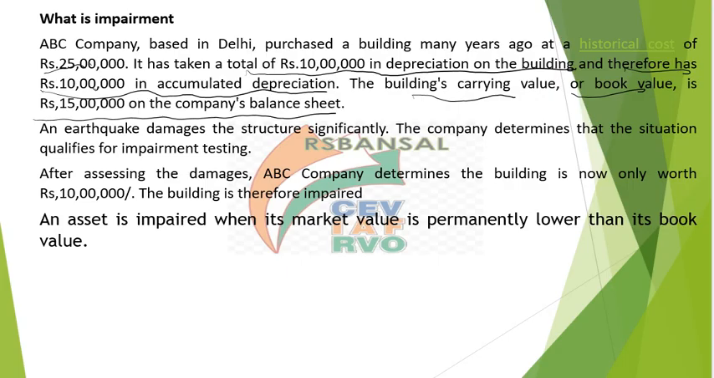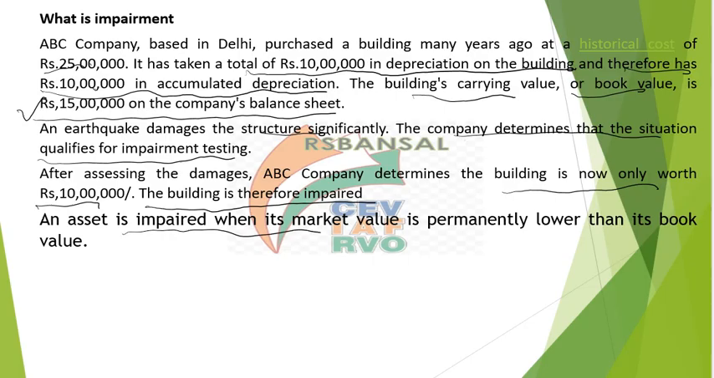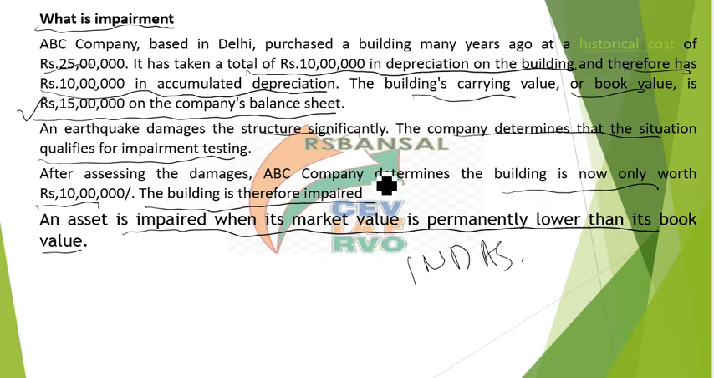in the balance sheet. So let us suppose an earthquake damages the structure significantly. So the company determines that the situation qualifies for impairment testing. After assessing the damage, ABC company determines that the building is now only worth rupees 10 lakh. But in the books of account, its value is 15 lakh. So the building is therefore impaired. An asset is impaired when its market value is permanently lower than its book value. So this will be used when you are doing valuation under Indian accounting standards. We will discuss as the case may be.